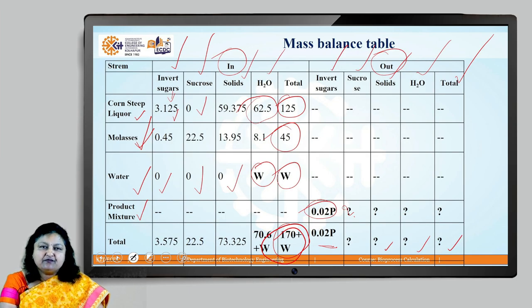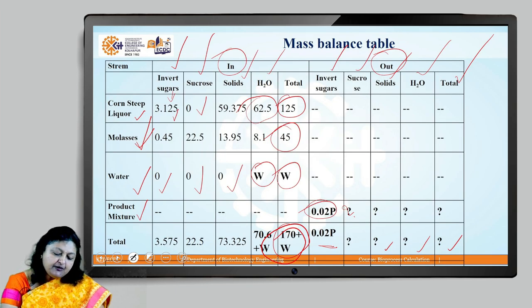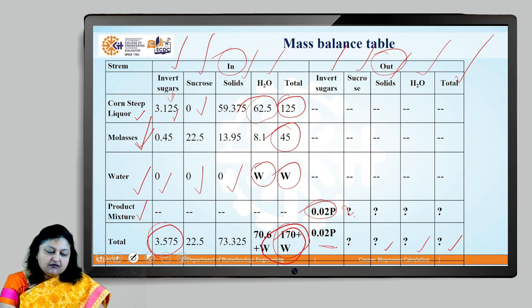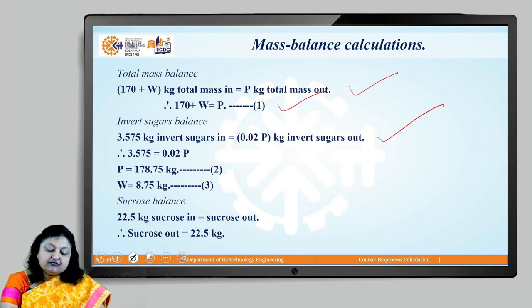First component, invert sugar. We will take the component mass balance for invert sugar. We write the mass balance like this: 3.575 kg invert sugar in from the mass balance table. This is the input of the invert sugar. Output we don't know. So if we take a mass balance at steady state, for the invert sugar we can write 3.575 kg invert sugar in is equal to 0.02 P kg invert sugar out. So we can write 3.575 is equal to 0.02 P.